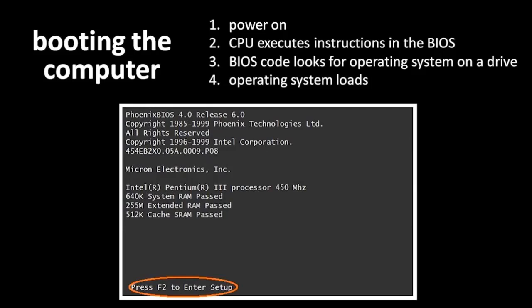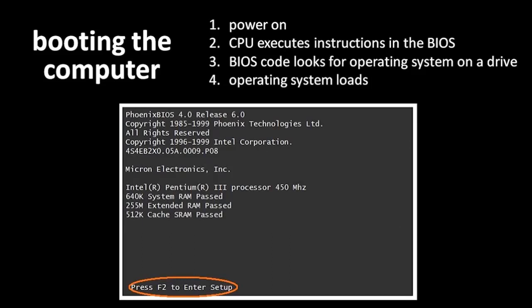system on one of the storage drives in the system, most likely a hard drive. When an operating system is found, it is then loaded into memory, and the CPU starts executing that operating system code. Now, after powering on the system, the first thing you should see is this screen drawn by the BIOS.